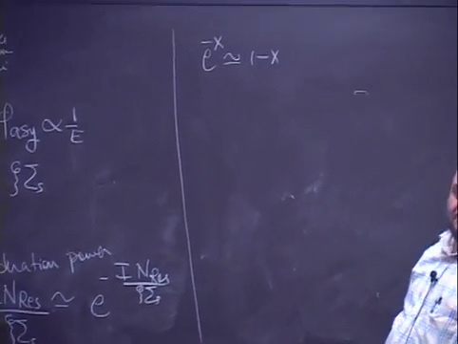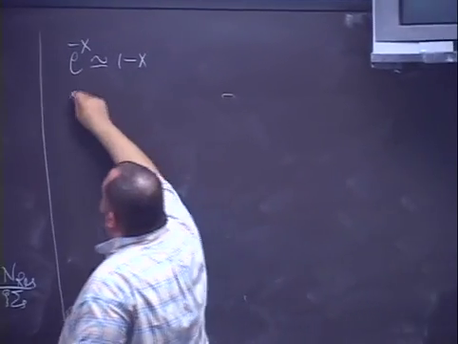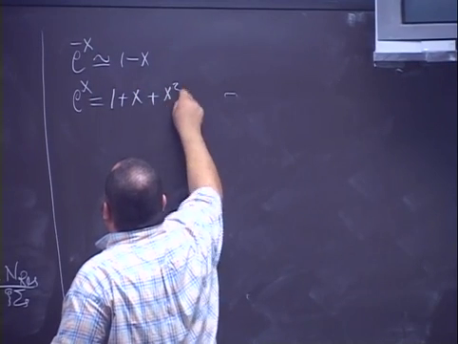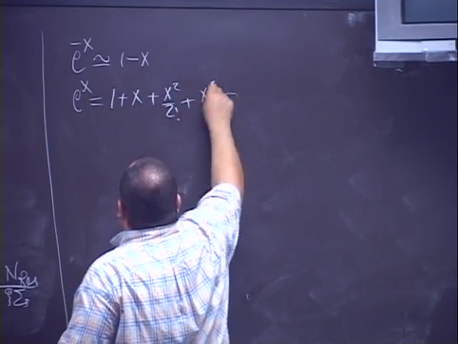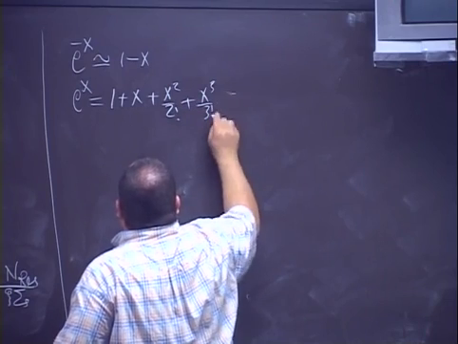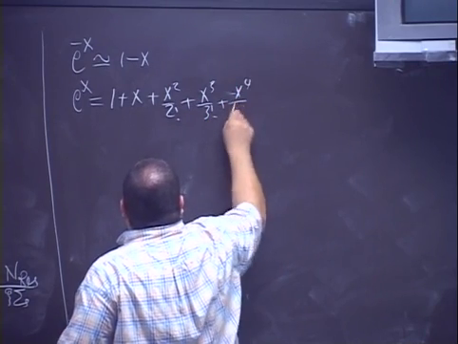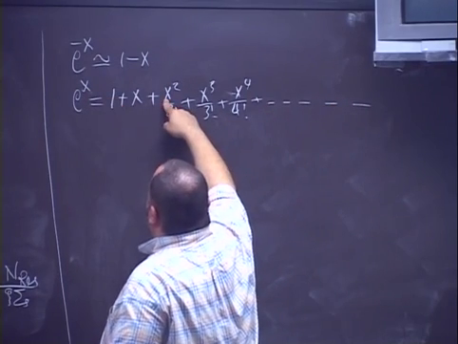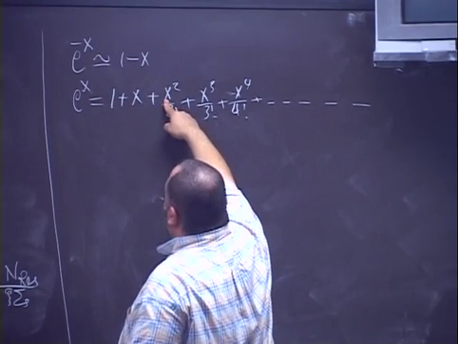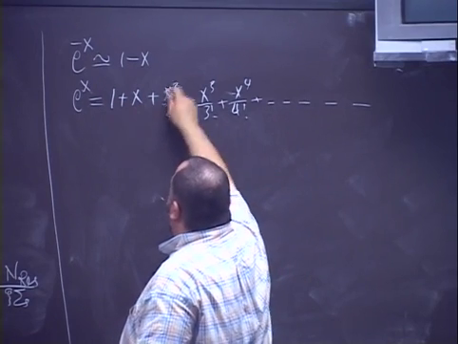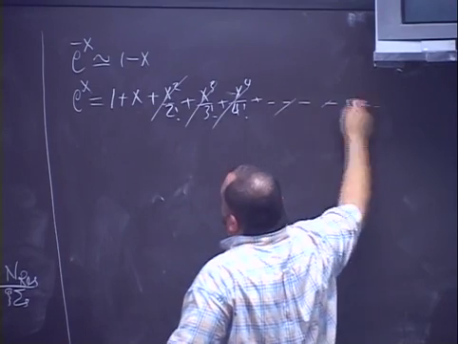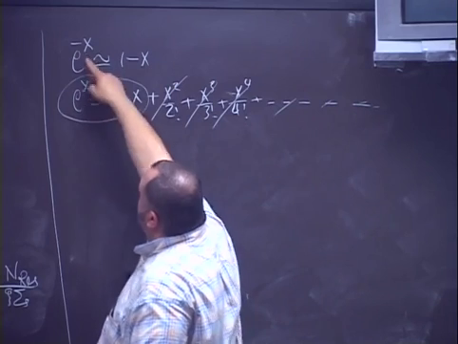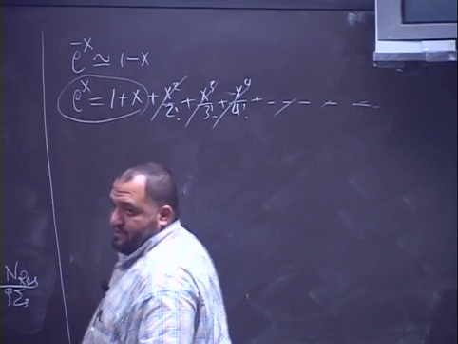Expand e to the power of x. This will give you what? 1 plus x plus x squared divided by 2 plus x cubed divided by factorial of 3 plus x to the 4 over factorial of 4 and so on. For a small value of x, as you raise it to a higher power, it will be very small compared to x, so you can just eliminate all the higher order terms and you will end up with e to the power of x equal to 1 plus x, or e to the power of minus x equal to 1 minus x.